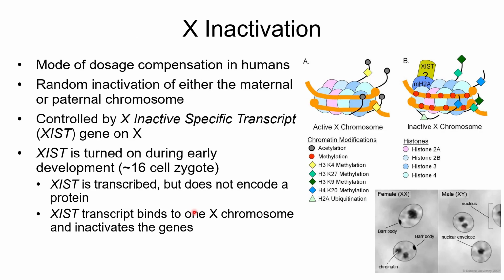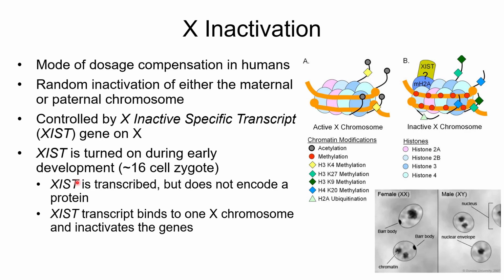So in humans, one of the X's in a female will become inactivated and turned into what's called a Barr body. Now, this is random as to which X it is. It could be either the maternal or the paternal chromosome that gets inactivated. And it gets controlled by a number of transcripts that get produced on the X chromosome. The main one is called the XIST gene. It gets turned on early in development when cells are dividing during embryonic development. And we start transcribing that XIST gene.